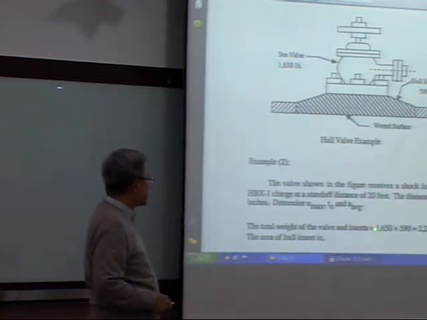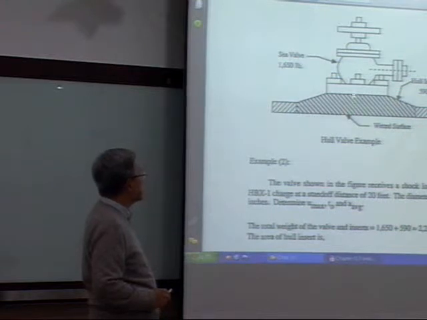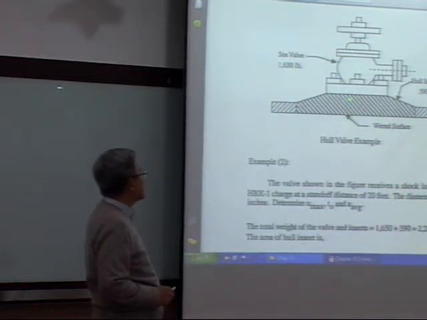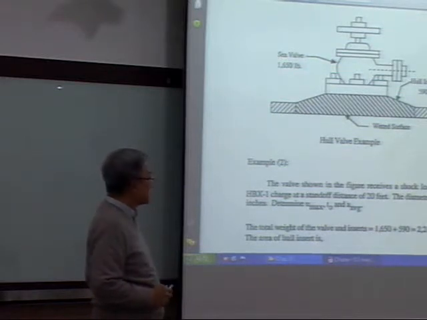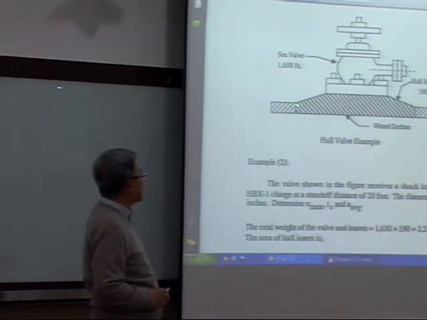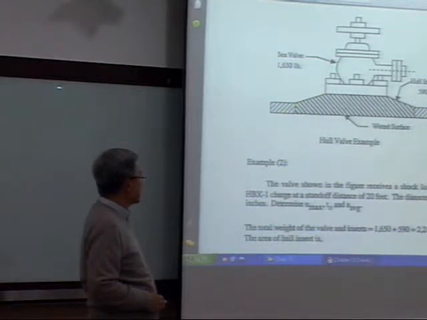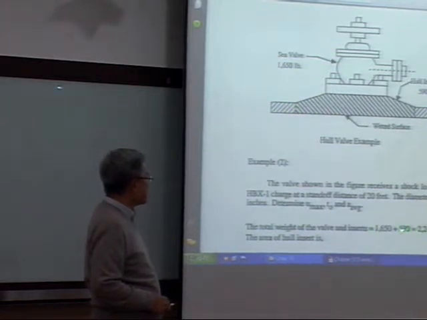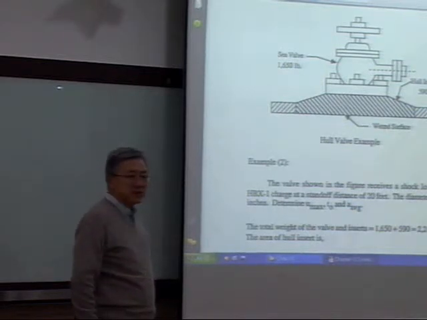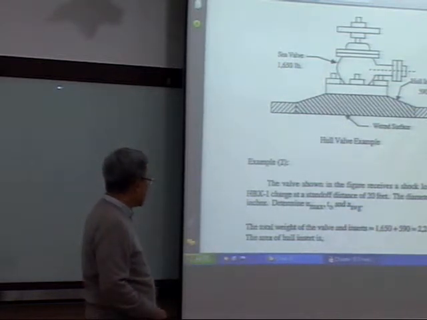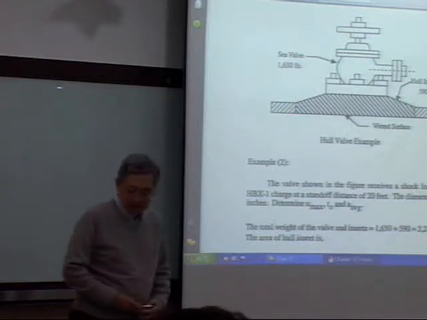So the weight of the valve is what is included in this. When the shock hits it, it's all bolted here, and this kind of works as one piece. So that's what you have to design the weld for. When you add the two together, it's 2,240 pounds. Then the area of the hull insert.